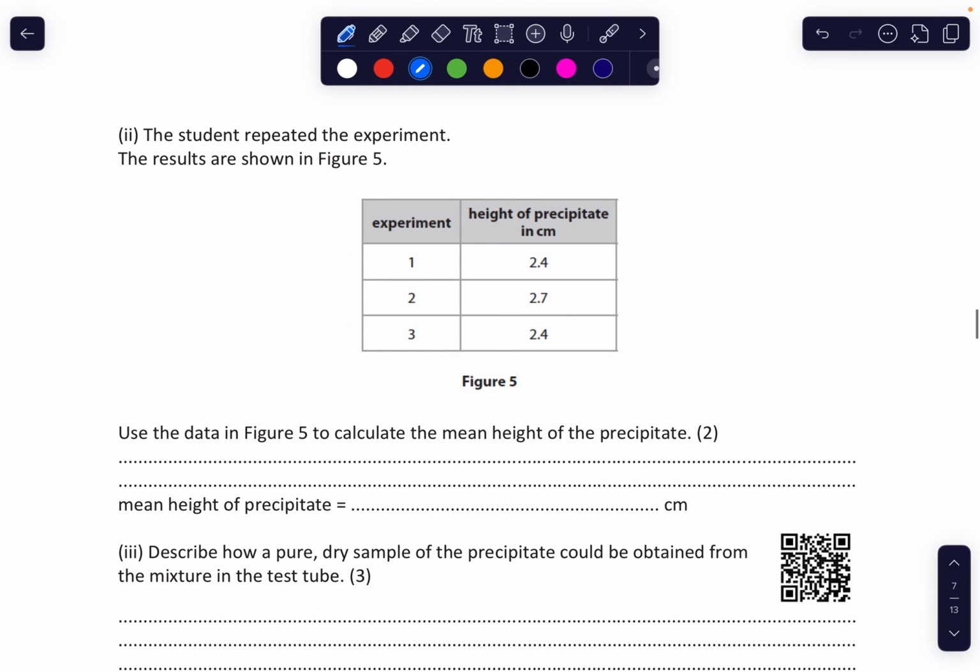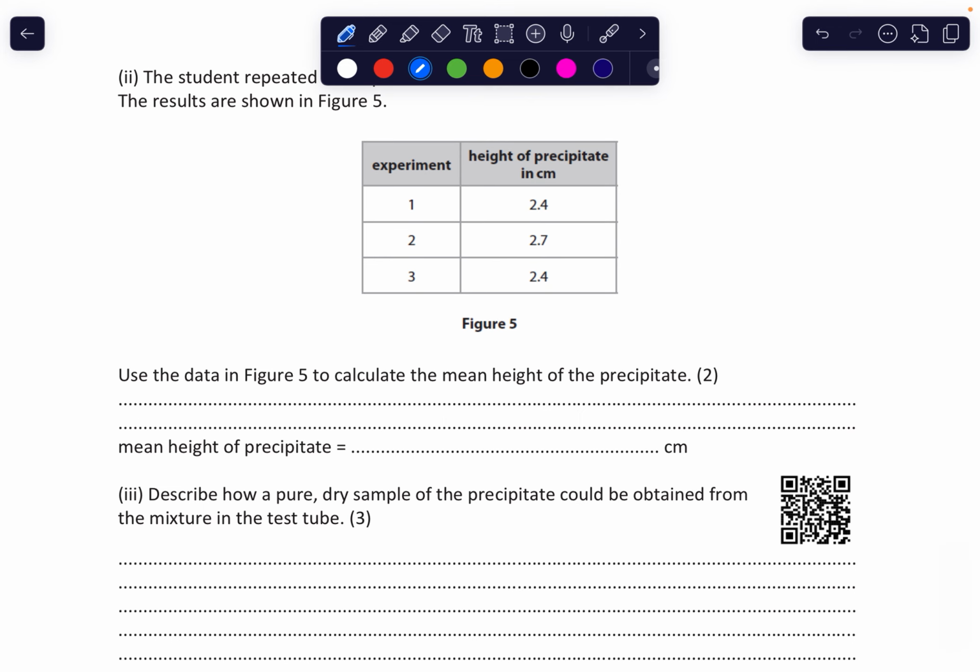Then it says the students repeat the experiment 5 times. Use the data to calculate the mean. So all we're going to do here is do 2.4 plus 2.7 plus 2.4, and we're going to divide that by 3 because there are 3 numbers that we're adding together. So let me just do that on my calculator. So it's 2.4 plus 2.7 plus 2.4, and then divide the whole thing by 3 is going to be 2.5. Marks wise, if you got this bit correct and then this, you get the marks.